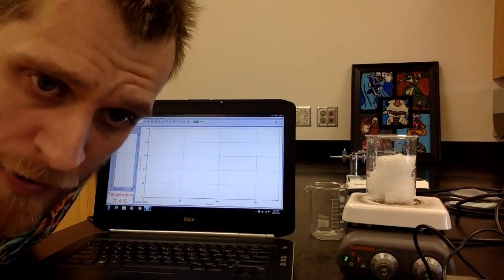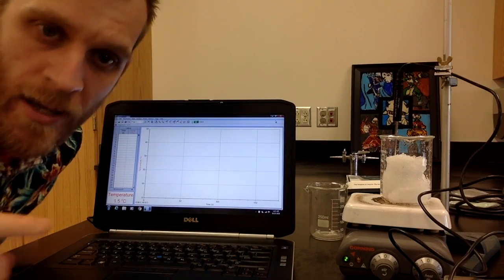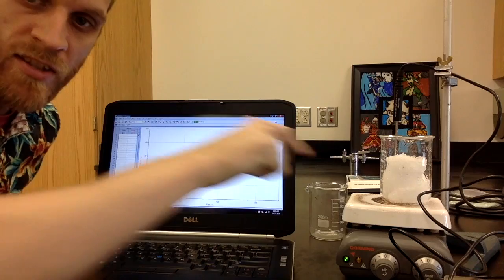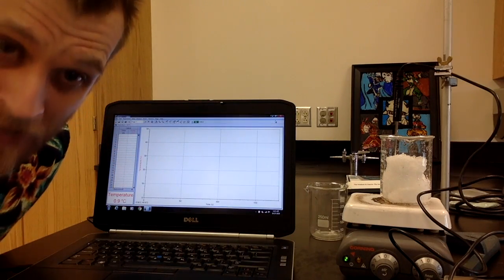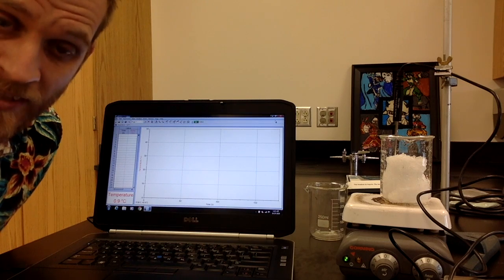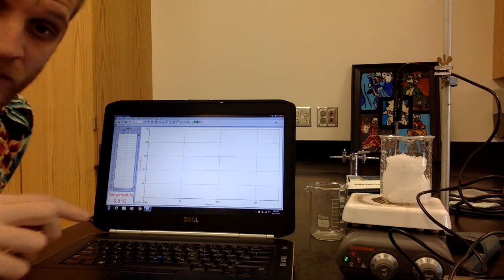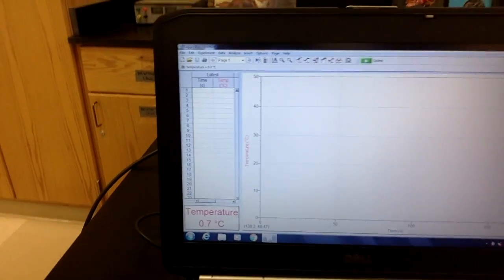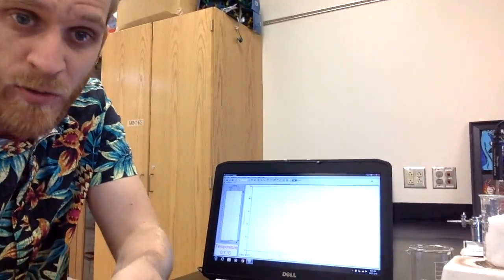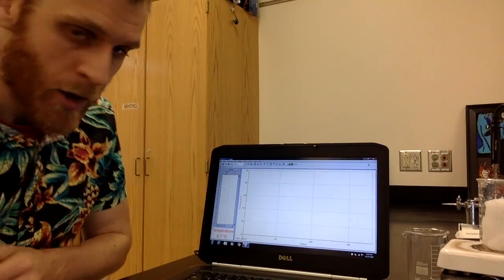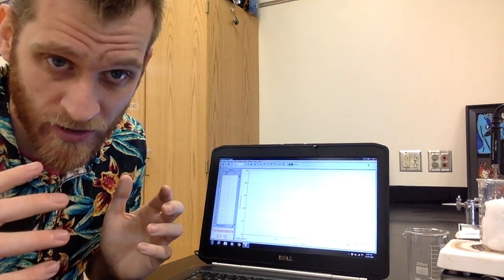I'm going to turn the hot plate on. As I do that, I'm going to put this temperature probe into the snow. And over here, it's going to read the temperature very precisely for me in degrees Celsius over time. You can see right now the temperature is 0.7 degrees Celsius, which makes sense. It's pretty close to zero because the freezing point of water is 0 degrees Celsius.